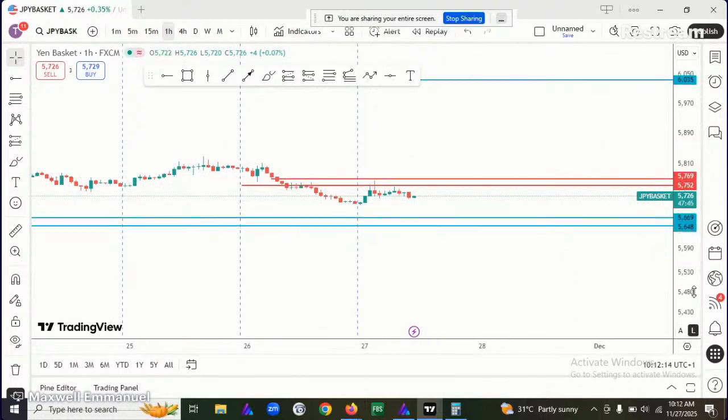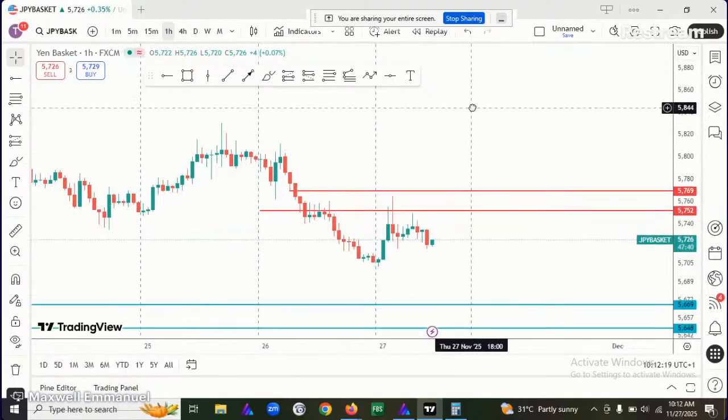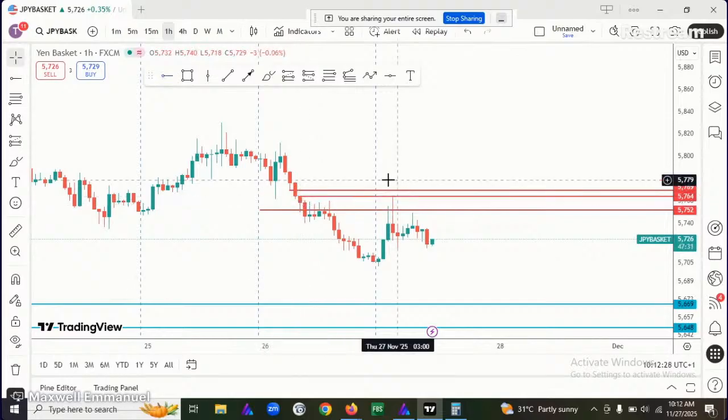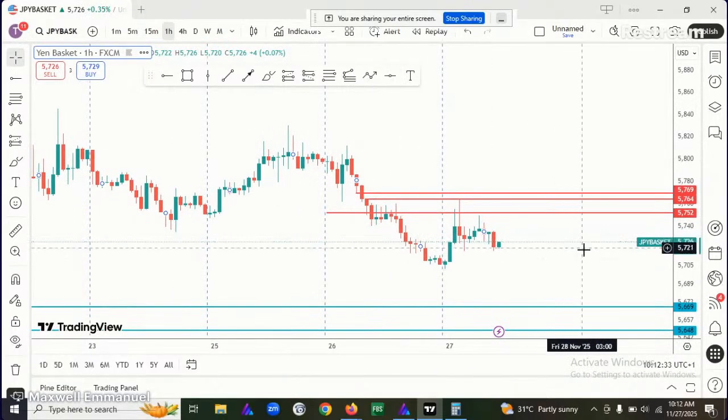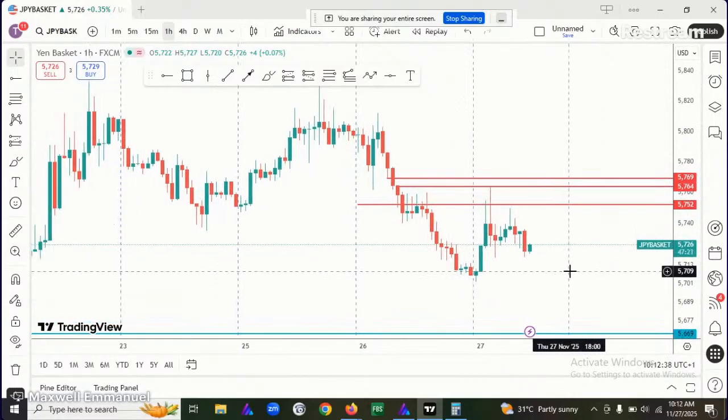So this is a sell on yen. Okay, so my bias for yen today is bearish. You can see this fair value gap that was created here. So my bias for yen is bearish. It is bearish. Okay, so look for buys on yen pairs.